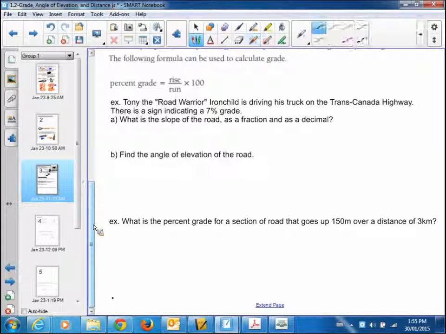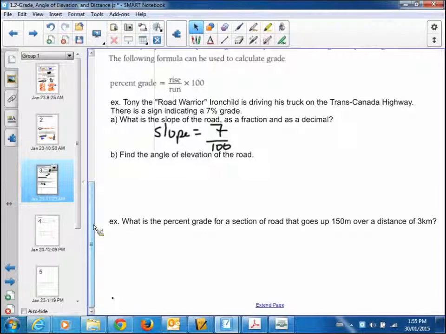Okay. So the slope is 7 out of 100. Okay, and that's as a fraction. How about as a decimal? How do you make 7 out of 100 a decimal? Can you do it in your head? You could divide it if you can't do it in your head.